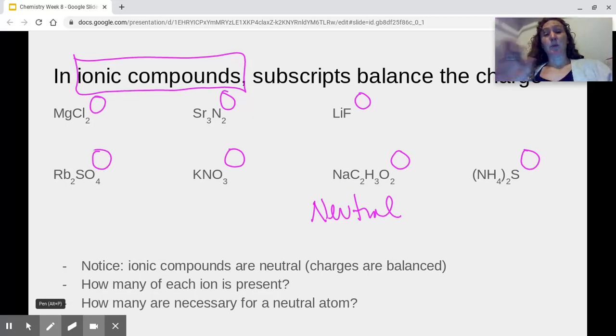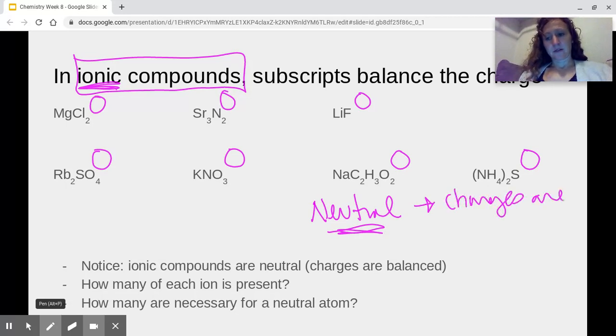Now, a lot of people misunderstand this word neutral to mean that there's no charges present, and that's just not true. Remember, we're dealing with ionic compounds that are built out of ions. There's charges present. Neutral actually means the charges are balanced. So what this means is that the number of positive ions you have is going to be equal to the number of negative ions we have.